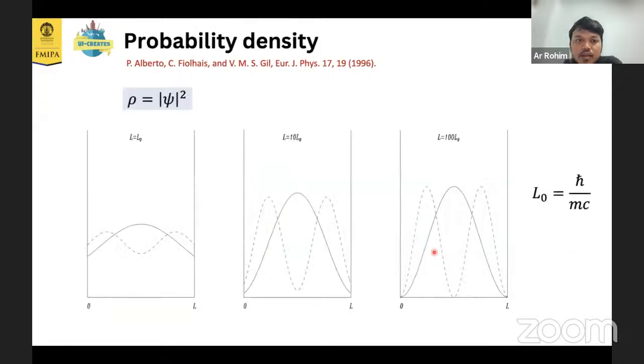Yeah. And then if we discuss the probability density of such a system, we will have this one. I use the figure from this reference, and you can see here that the wave function does not vanish at the surface, as we mentioned previously.